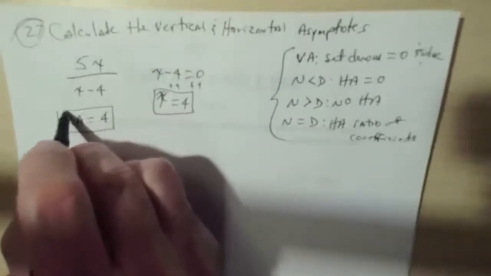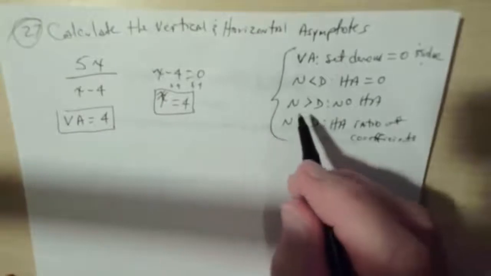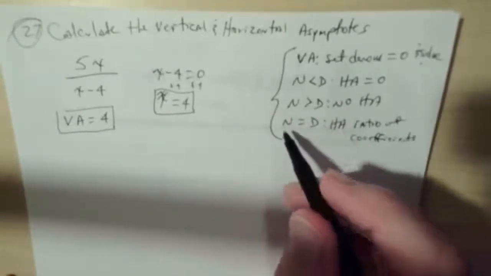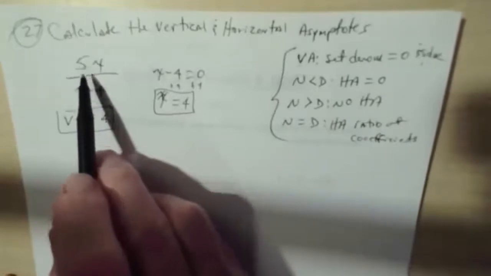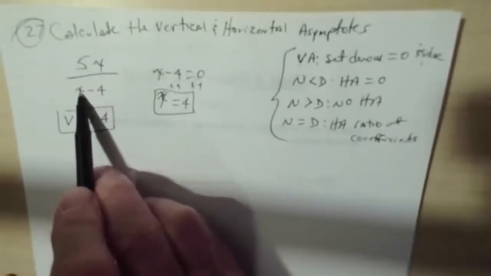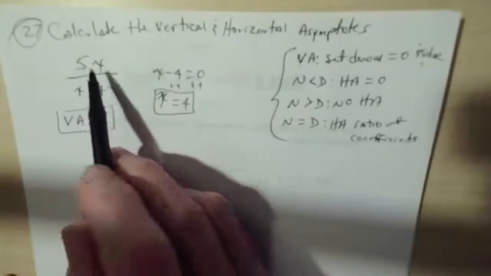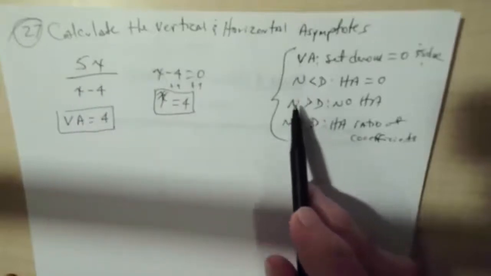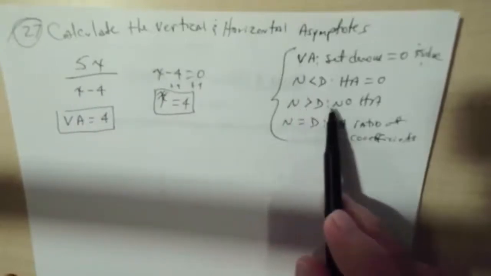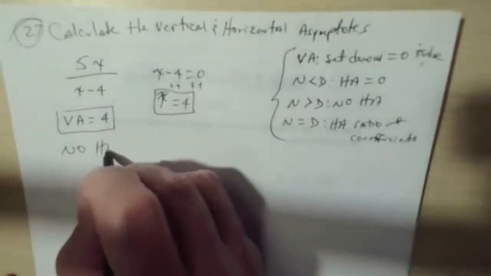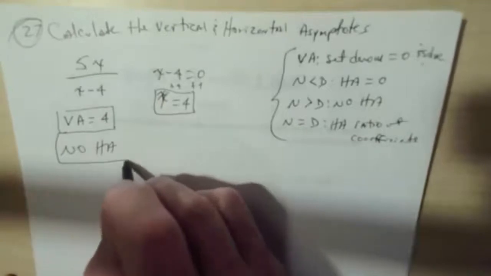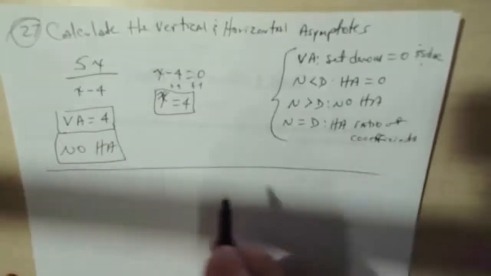Our horizontal asymptote, we look at the degree of the numerator compared to the denominator. The numerator is greater than the denominator. So there is no horizontal asymptote. Okay? Okay.